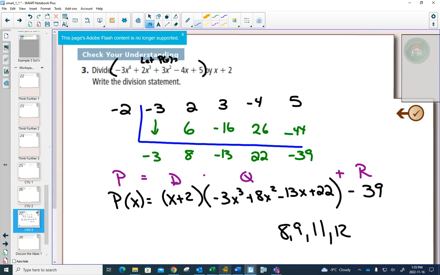Circle 8, 9, 11, and 12. And then we are going to turn.